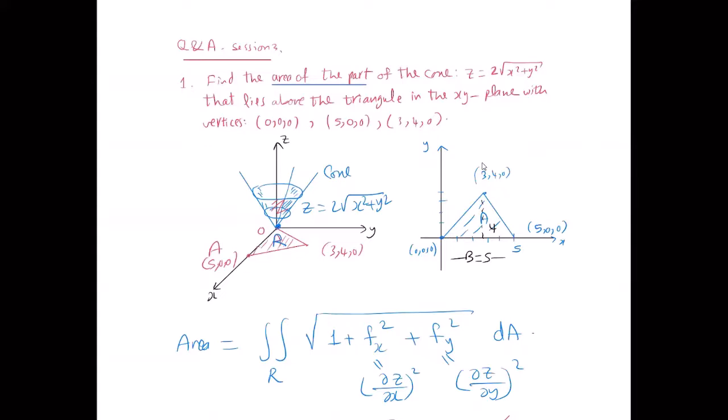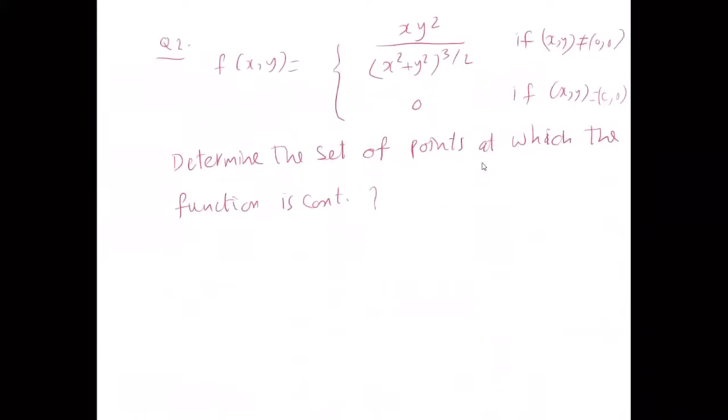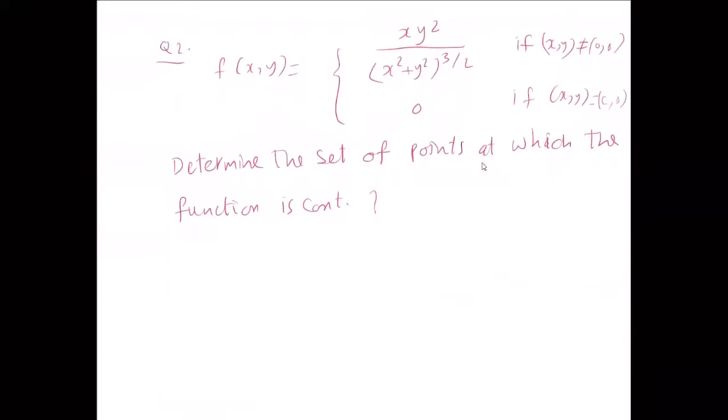There was another question from another student. This question was about limits and continuity, how to answer it. He gives you a function defined by two formulas. For all points in the xy plane away from 0, it is defined this way: xy squared divided by this quantity to the power 3 over 2. But at 0, it is 0. Determine the set of points at which the function is continuous.